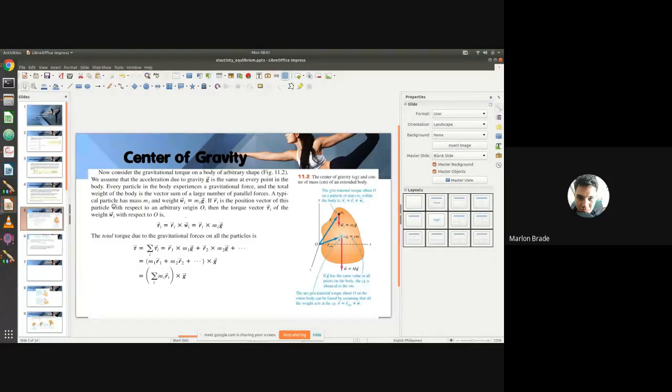A typical particle has a mass m_i and weight w_i equals m_i g. If r_i is the position vector of this particle with respect to an arbitrary origin O, this is the arbitrary origin O. Where you choose the origin is your choice. It doesn't matter; the answer remains the same, wherever you choose the origin. That is why it is emphasized as arbitrary. So if r_i is the position vector of this particle with respect to an arbitrary origin O, then the torque vector tau_i of the weight w_i.